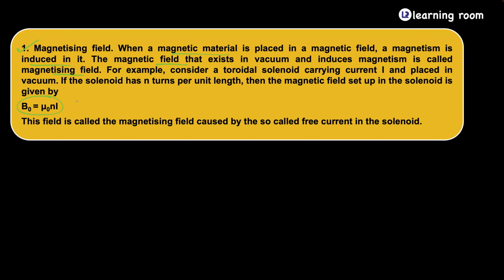Then this field, mu naught into N into I, is what is called the magnetizing field, because it is inducing magnetism in the magnetic substance. Am I clear with this?